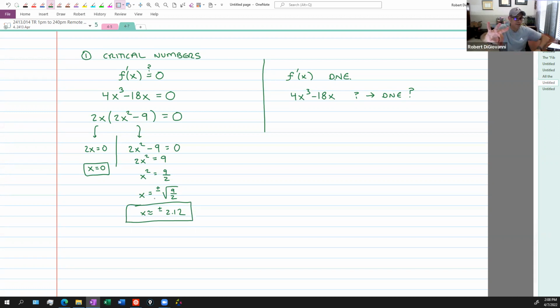I have three answers for where the derivative is 0. All right. Don't forget though, I also need to know where the derivative doesn't exist. So look at this derivative. Are there any values of x you cannot plug in? Like, are you ever going to plug in an x and get division by 0 or the square root of a negative number? Is there anything that's going to go wrong if you plug an x into this ever?